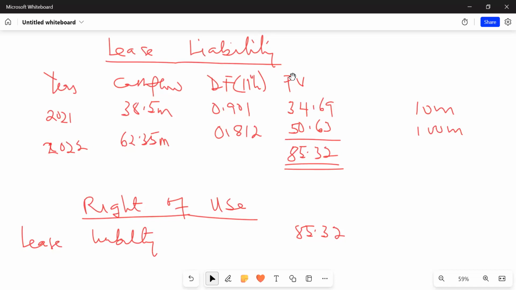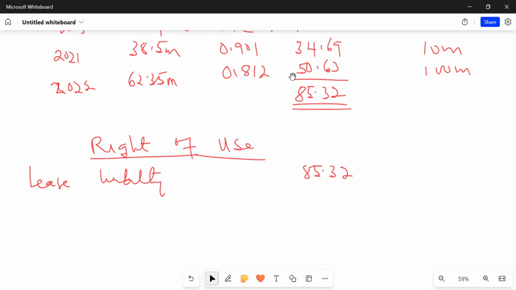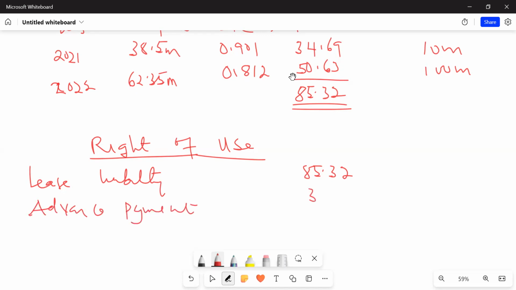So the lease liability, we take the right of use, we take the present value of the minimum lease payment. If there is any initial deposit or any advance payment, they are all making this advance payment and deposit relating to what they are leasing. So the advance payment of 35 million will be added to get the asset. So advance payment of 35 million will be added.